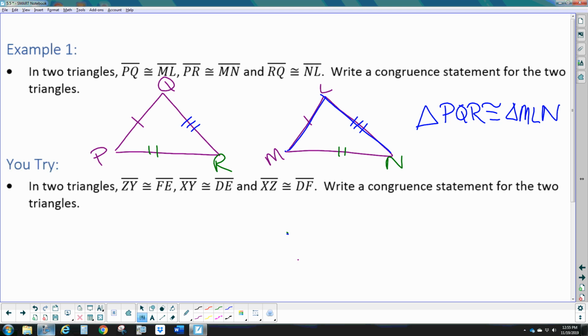So in the next example, please pause the video while you work, and you can unpause for the solution. Try this one on your own.